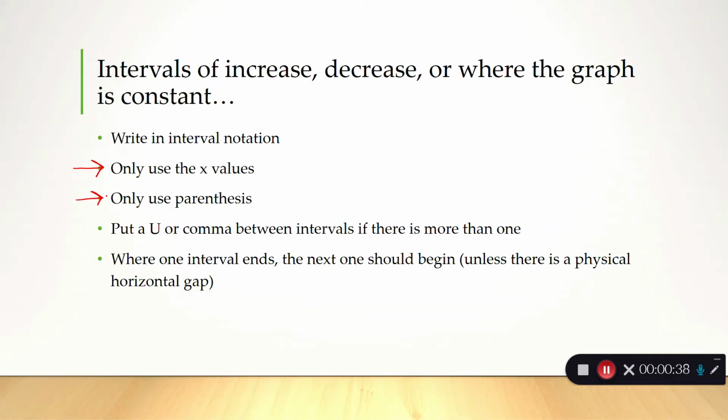Put a U or a comma between your intervals if there's more than one. And where one interval ends, the next one should begin. So you shouldn't have one interval stop at 2 and the next one pick up at 2.5 unless there is a physical horizontal gap in your graph.